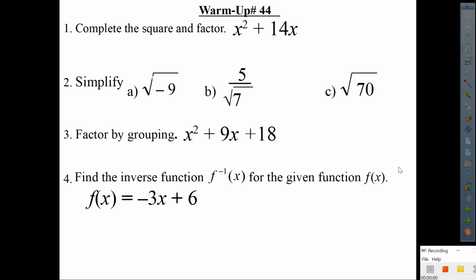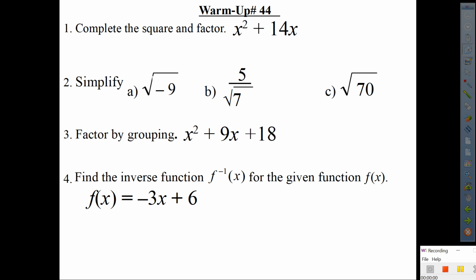Warm-up 44 is on the screen, very similar to the ones we've done so far this week. Number 1, complete the square and factor. We have x squared plus 14x. Number 2, simplify. Part A is square root of -9. Part B is 5 over square root of 7. And C is square root of 70. Number 3, factor by grouping, x squared plus 9x plus 18.